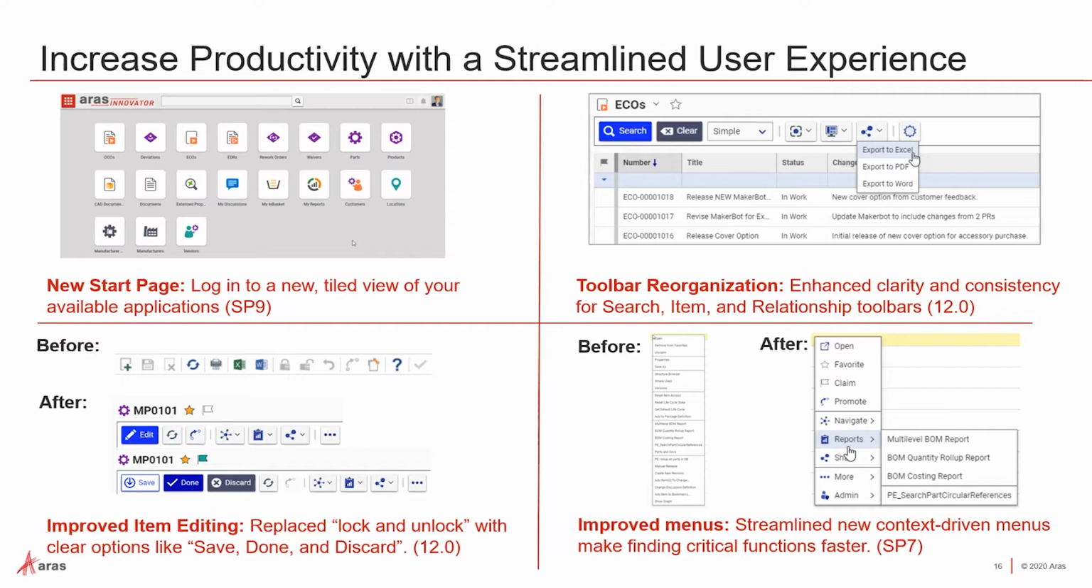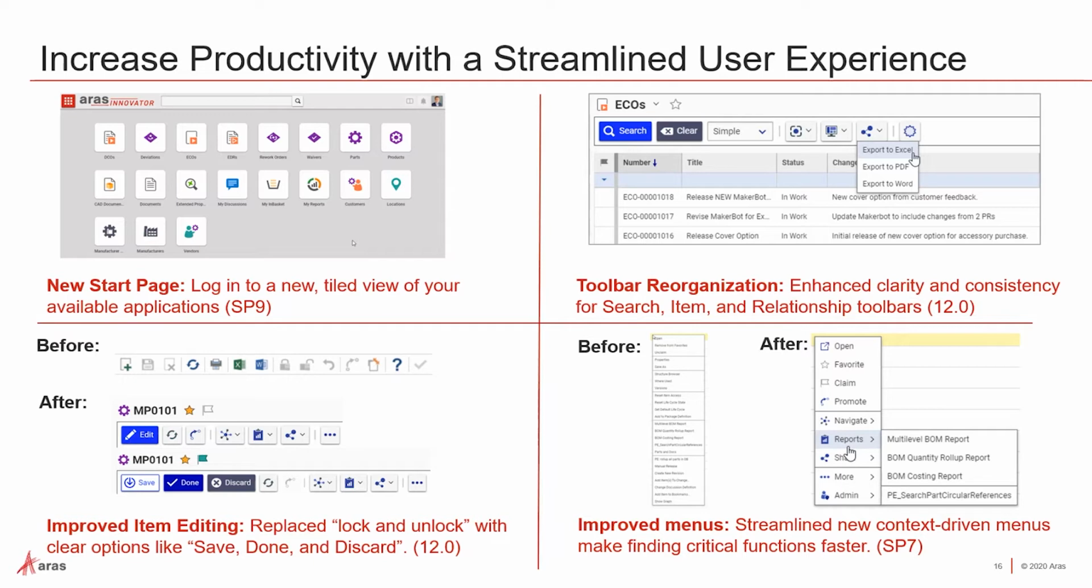So starting in 12, we took a top to bottom view of all toolbars and menus and restructured them for clarity and consistency, emphasizing important commands such as search and clear, as you see here, and then de-emphasizing lesser used commands under drop-down menus such as export to Excel.